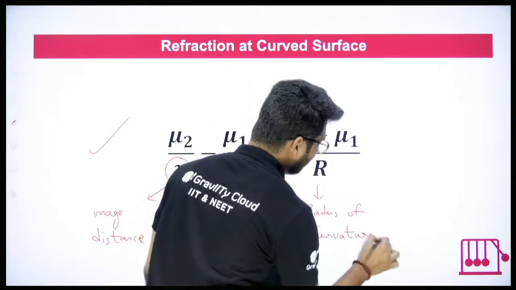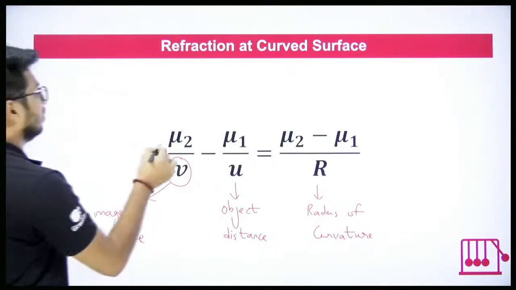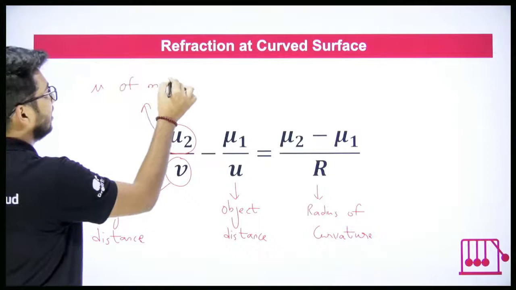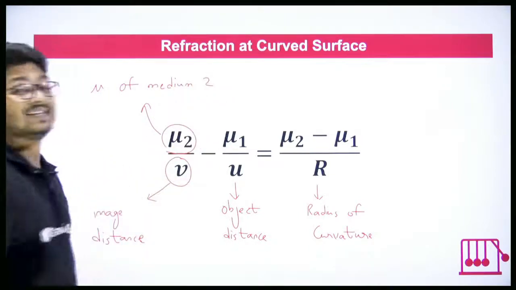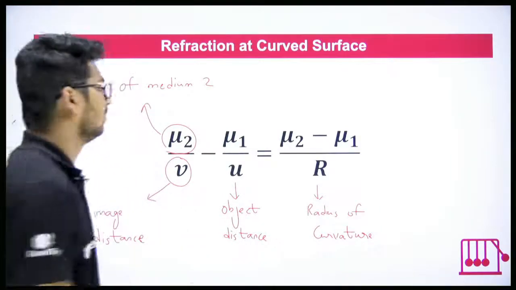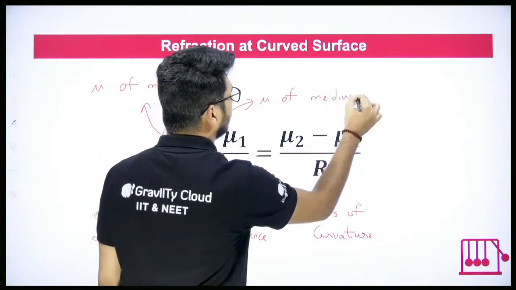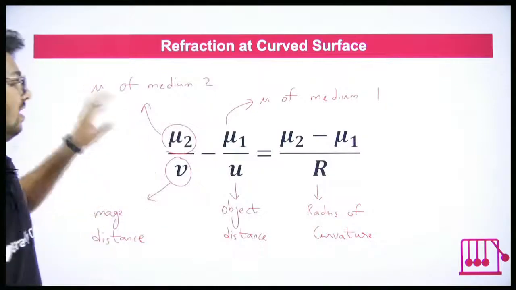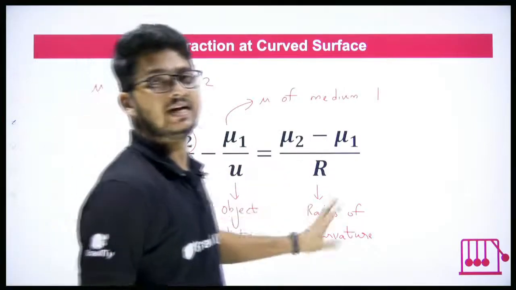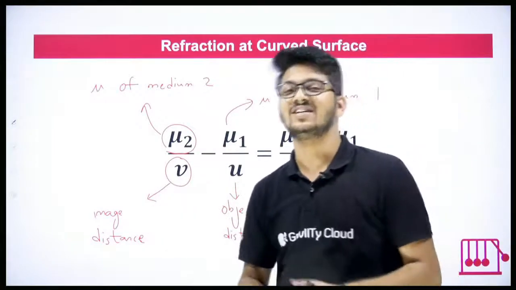Okay, all this is fine. But the question is, what is mu2? It is the refractive index of medium 2. That is the reason why I was focusing on medium 2 and medium 1. It is more important to identify them. What is mu1? It is the refractive index of medium 1. There are 5 terms here: refractive index of medium 2, refractive index of medium 1, image distance, object distance and radius of curvature. Using this formula, we can calculate the image distance.